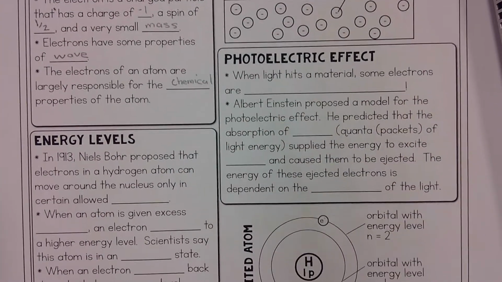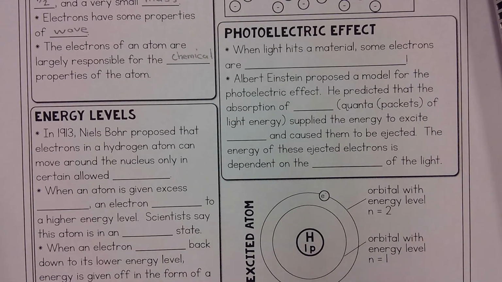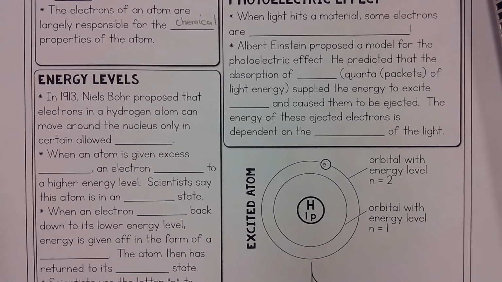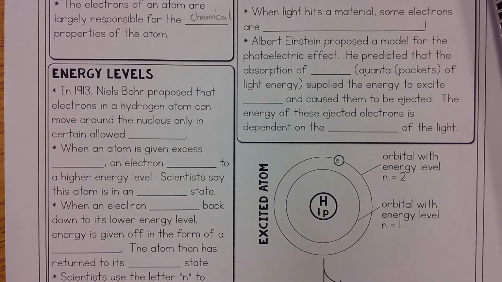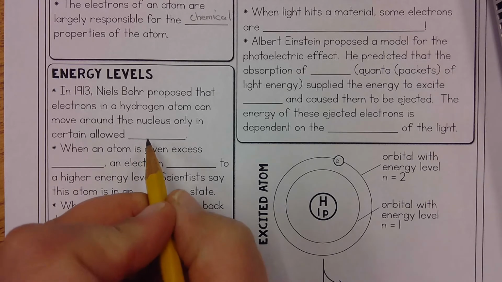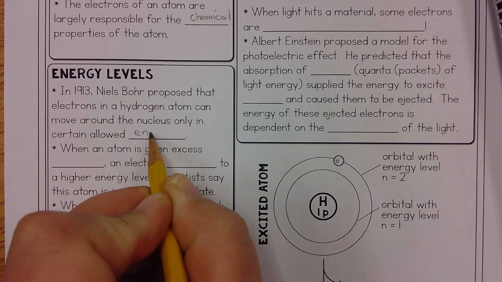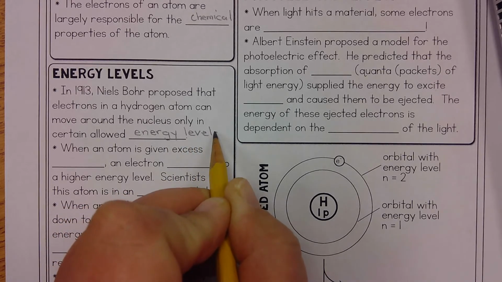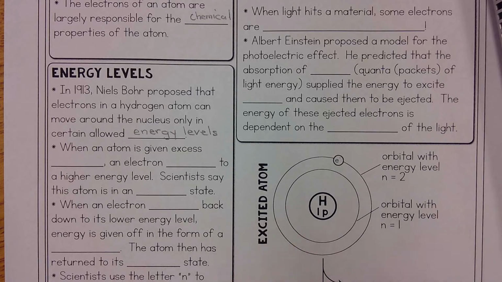Remember, we talked about how the electron exists around the atom in these different energy levels. So let's talk about those for a minute. Way back in 1913, so over 100 years ago, Niels Bohr, remember he came up with that planetary model of the atom. He said that electrons can only move around in certain allowed energy levels. So those electrons are stuck in specific levels around the nucleus for the most part.